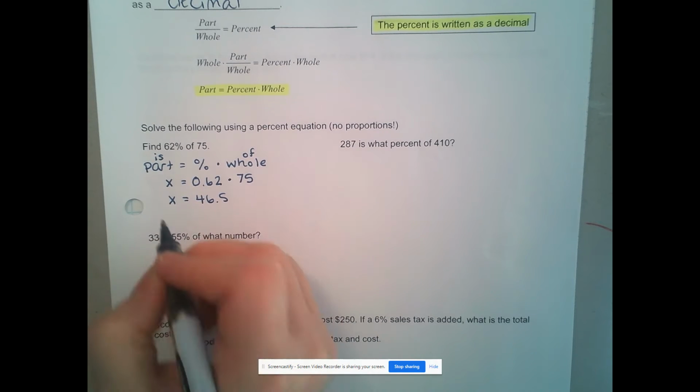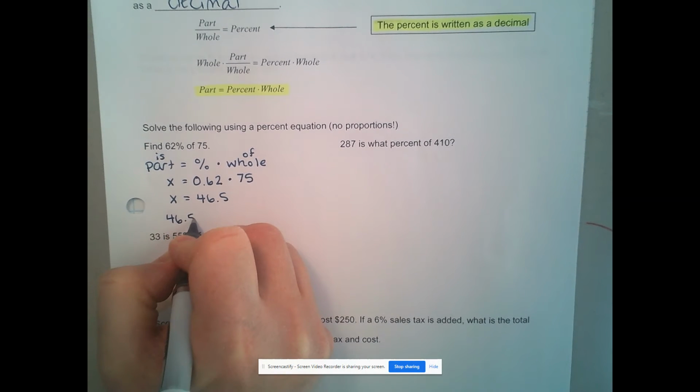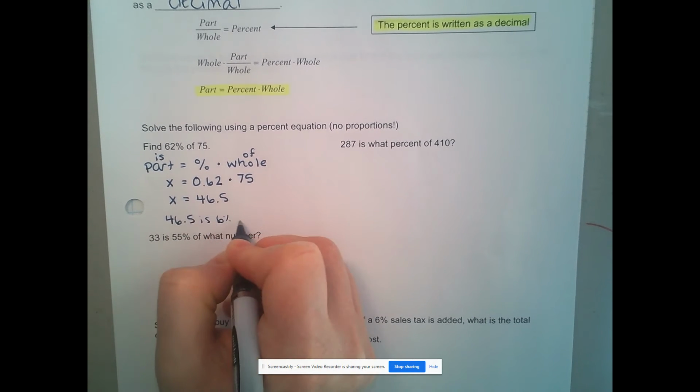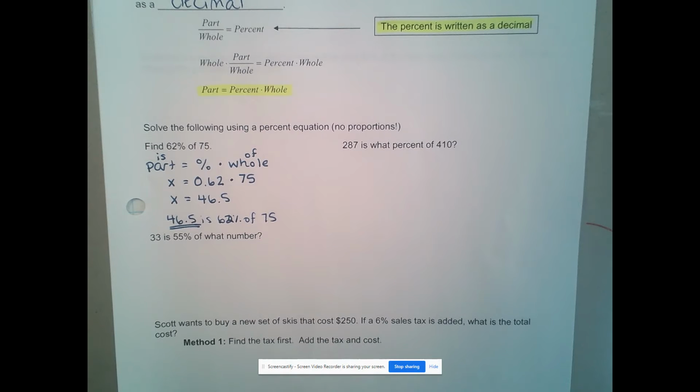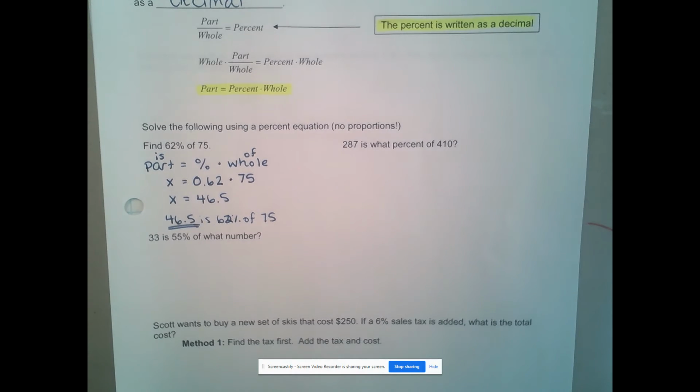is 46.5. And you would say, oh, I got it. 46.5 is 62% of 75. Like that's the answer. That's the thing you were looking for. You were looking for the is number for this question, or the part.